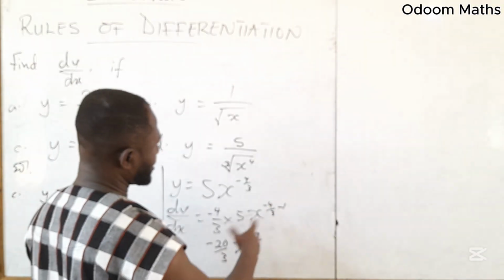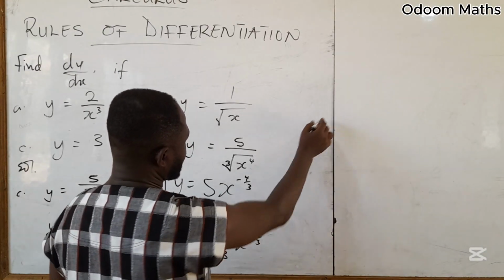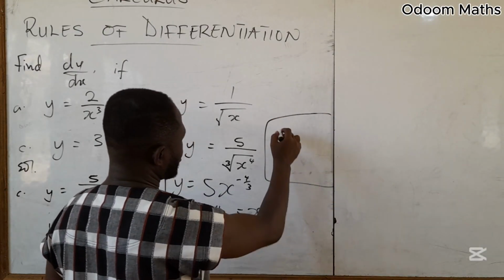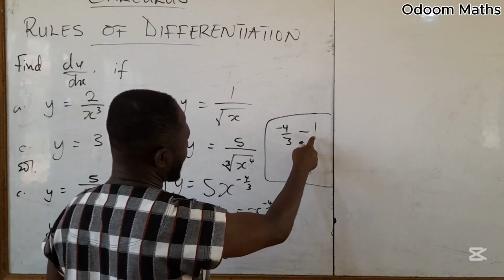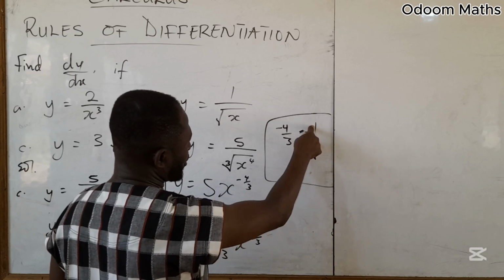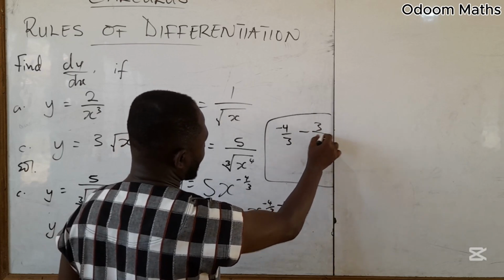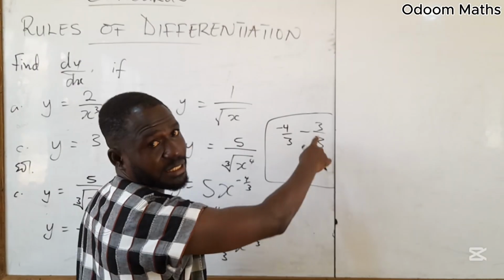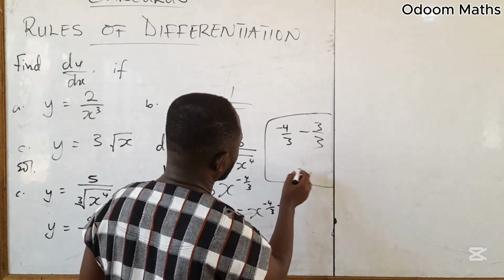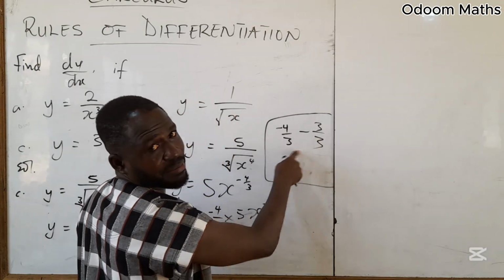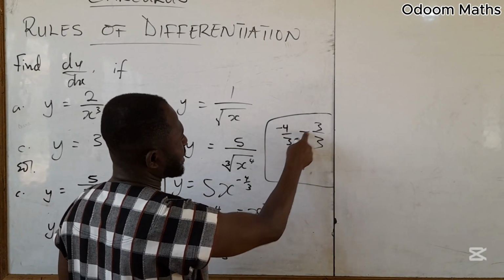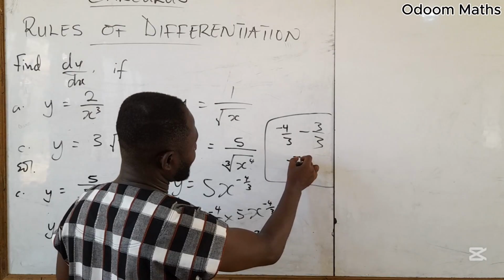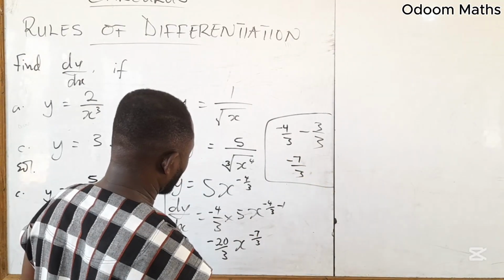In subtracting this, we can look at it in this simple way. So negative 4 over 3 minus 1. I can rewrite this one to be 3 over 3, because 3 over 3 is 1. So now, since we have the same denominator, we just need to subtract the numerators. So negative 4 minus 3 is negative 7. So negative 7 over 3. That is what we have here.